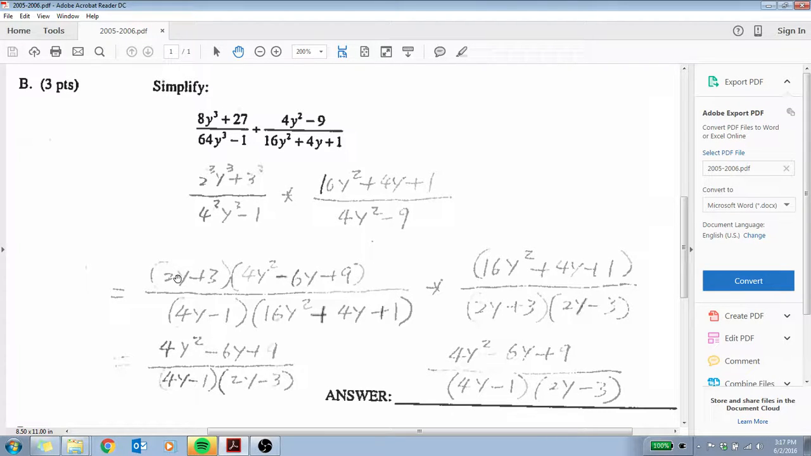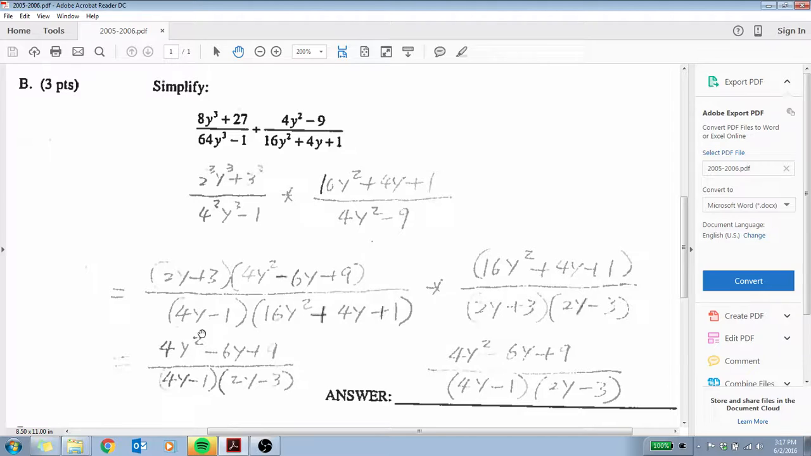So a is 2y, b is 3, so 2y plus 3 times a squared. We said a was 2y, so a squared would be 4y squared. Then, since it's a sum of cubes, the next term would be minus a times b. a is 2y, b is 3, so 2y times 3 gives you 6y. And then plus, this will always be a plus, b squared, and b we said was 3, so 3 squared gives you 9. So that's going to be your numerator.